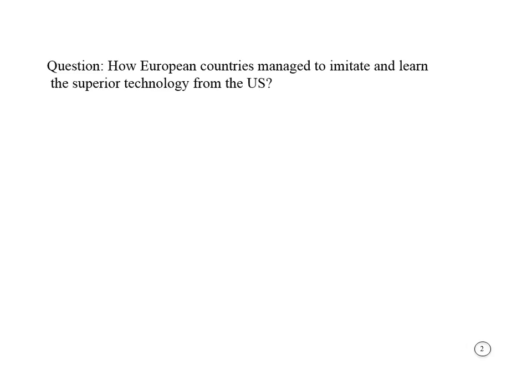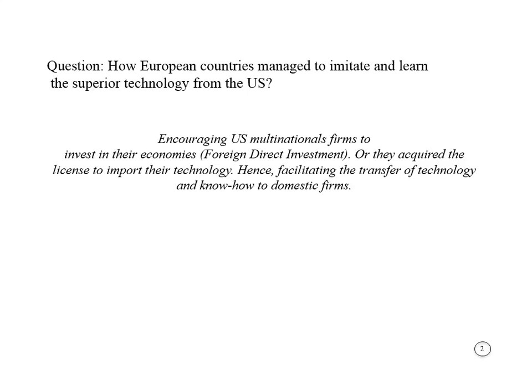Let's say after World War II, the US had, especially in the 50s, the most productive automobile firms in the world. What happened then? Any idea? There were two mechanisms to learn the technology. First of all, to invite the US multinational companies to come to your country and invest in your economies. Foreign direct investment. This is one of the ways you can learn the technology.